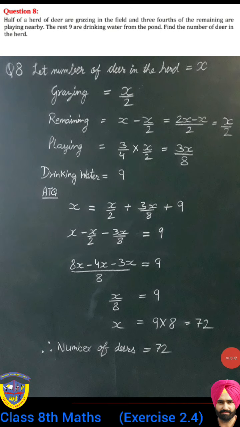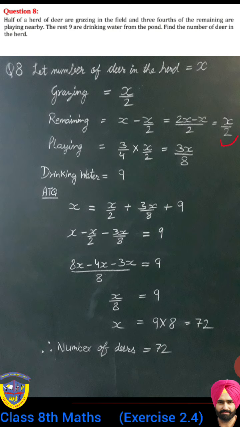Next, question number 8. Half of a herd of deer are grazing in the field and 3/4 of the remaining are playing nearby. The rest 9 are drinking water from the pond. Find the number of deer in the herd. So let us take the number of deer in the herd is equal to x. Next, the number of deer grazing in the fields, that is half of the number of deer, means it will be x by 2. Now, 3/4 of the remaining are playing nearby. So remaining deer will be the total deer minus the number of deer grazing. Subtract them, you will get x minus x upon 2 is equal to x upon 2.